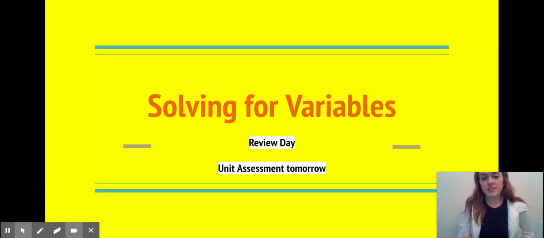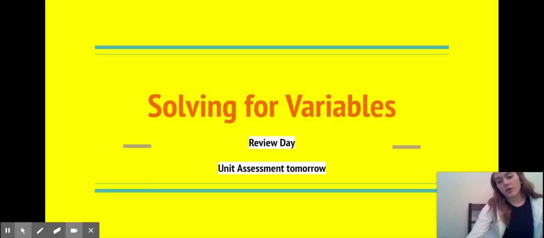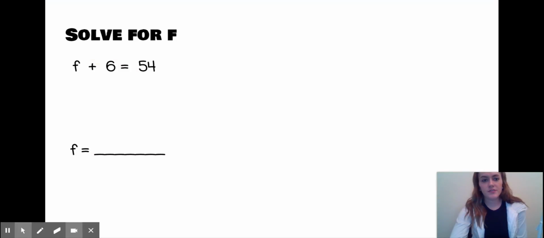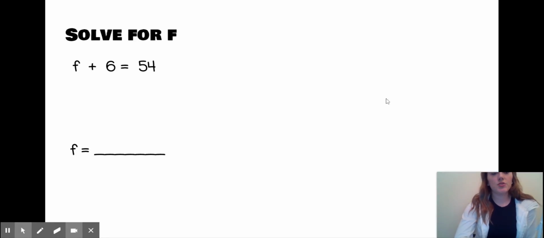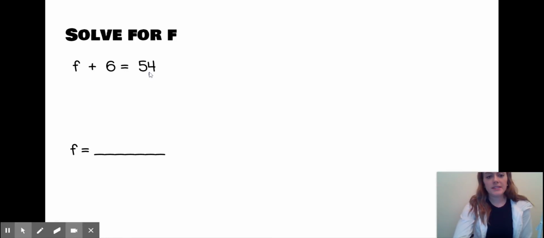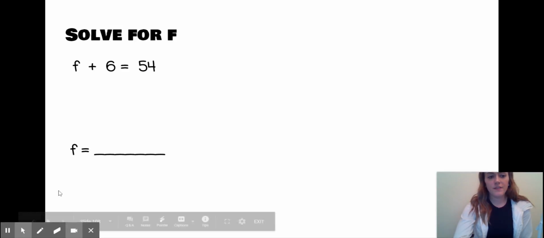We're going to do review first on solving for a specific variable, and then we'll do just one input-output table. So let's look at this first one here. It's asking us to solve for f. So we need to find out what the number would be to plug in for f to make this number sentence true. Okay, so if we look, f plus 6 equals 54. That's basically asking us what plus 6 would give us 54.